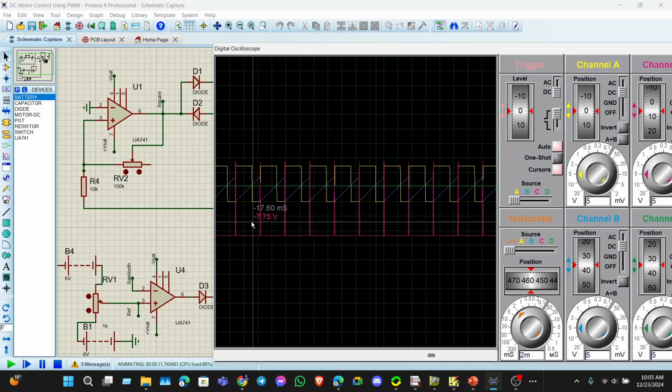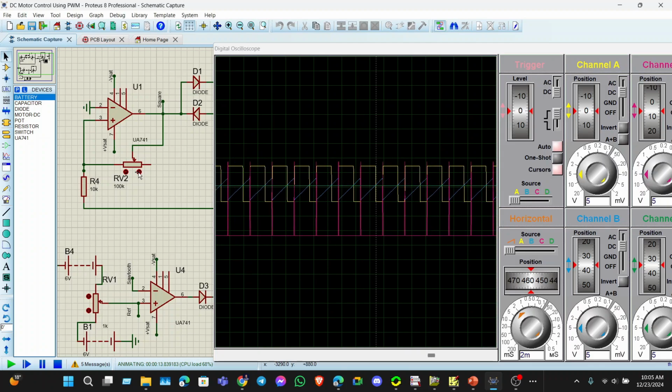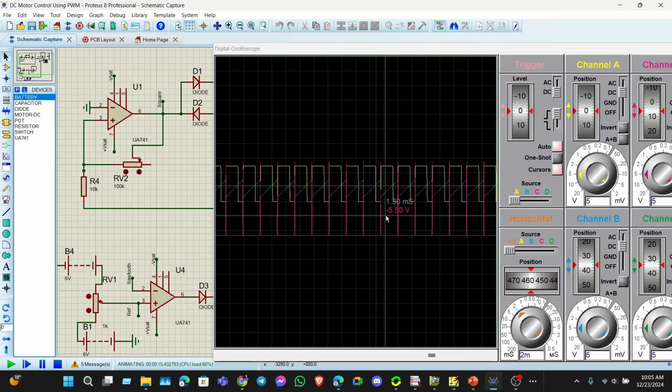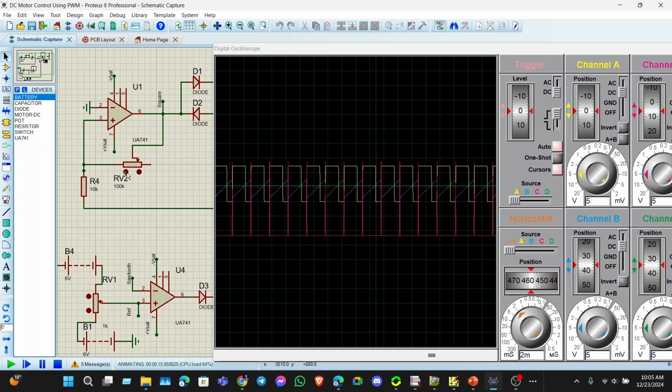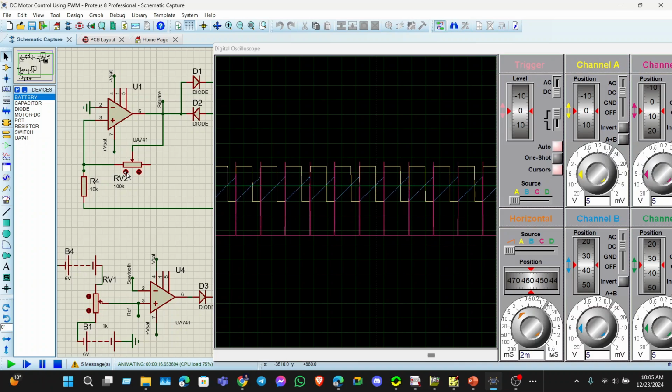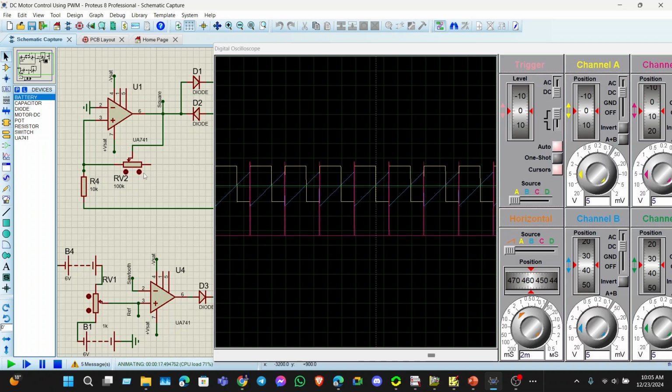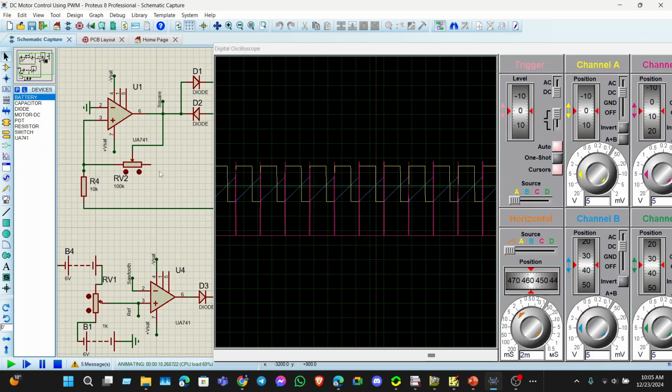Okay, so you can see that we have put two potentiometers here. We can change the frequency of our PWM with this potentiometer. If we change the potentiometer, we can see that the frequency changes. Also, if we decrease the potentiometer, you can decrease the frequency here. So let it be at the middle point. So this is our desired frequency, and this potentiometer will help us to change the duty cycle.